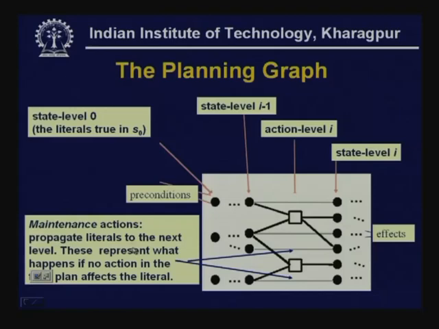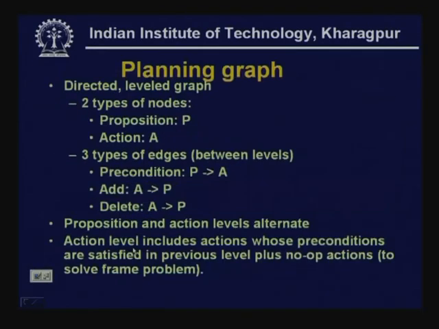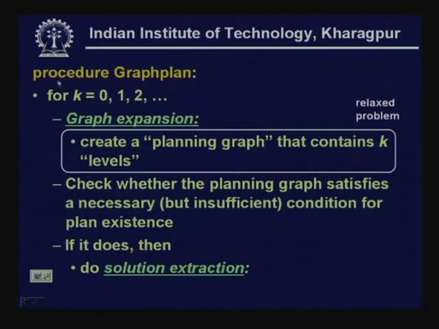So, in a planning graph, we have alternating levels. So we come to the procedure graph plan now. Let us briefly look at the algorithm for graph plan. In the algorithm for graph plan, there will be two phases. There will be one phase for graph expansion and there will be another phase for solution extraction.